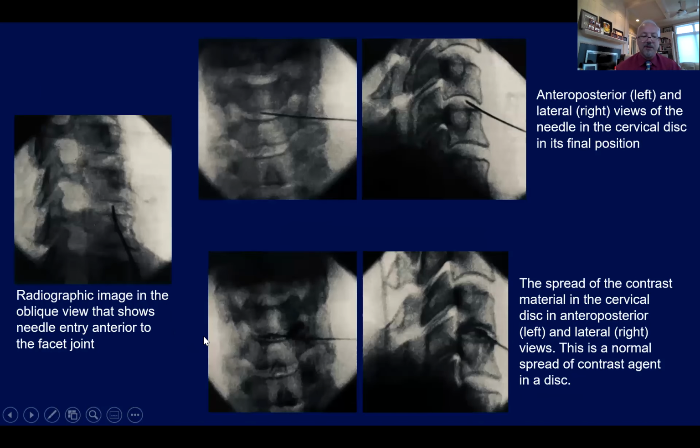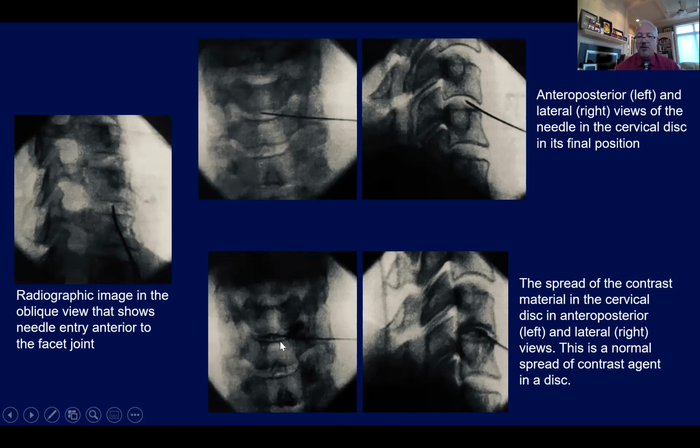Several more radiographs. This is the lateral oblique view demonstrating the intervertebral foramina, the vertebra, and the disc, showing that the needle is anterior to the facet joint, which is found right here, and anterior to the known location of the vertebral artery and the foramen transversarium. These are AP and lateral views demonstrating the needle in the cervical disc in its final position.